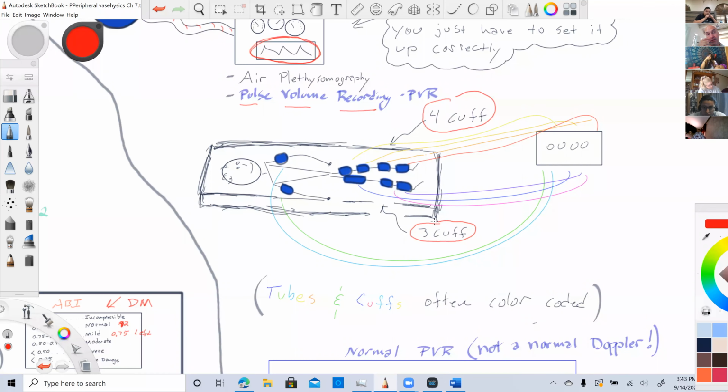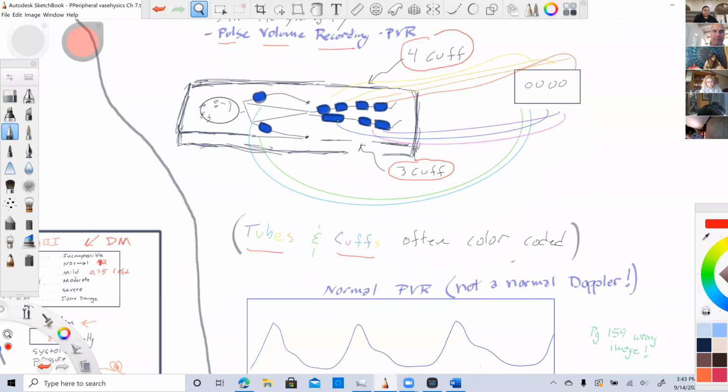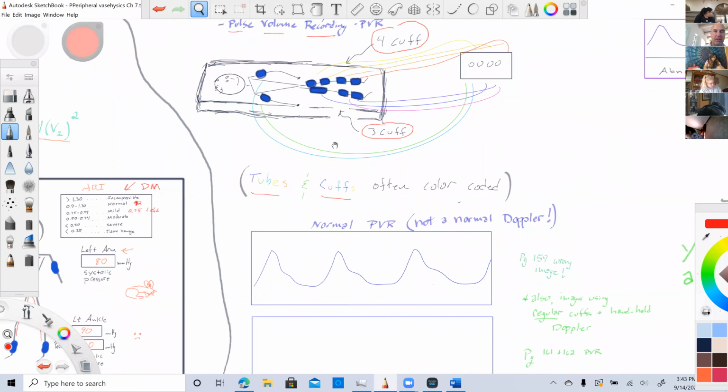Each one of these is usually color coded, and you put these on carefully. Once again, you don't put the wrong cuff in the wrong place. It's a mistake. So the tubes and the cuffs and the little connectors are oftentimes color coded. And you press the button on the machine, and hopefully it just starts doing everything for you. And you end up with, in this case, a normal PVR recording.